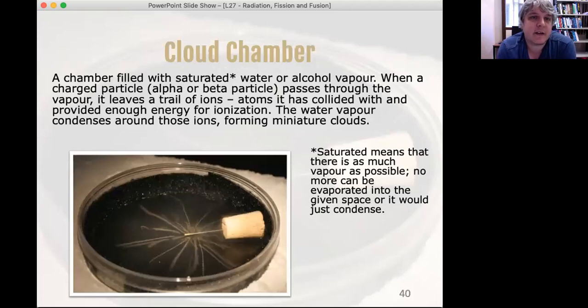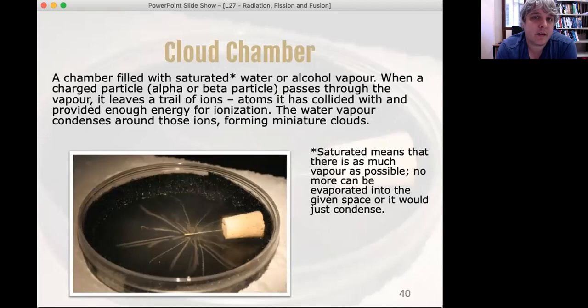And inside that dish, there is water vapor that is saturated. And what saturated means is just that you can't get any more in. So water vapor is just gaseous water, but there's as much as can be in there. If there was any more, it would condense. Right? It would condense and form liquid water, so you can't put any more water vapor in. That's what saturated means.